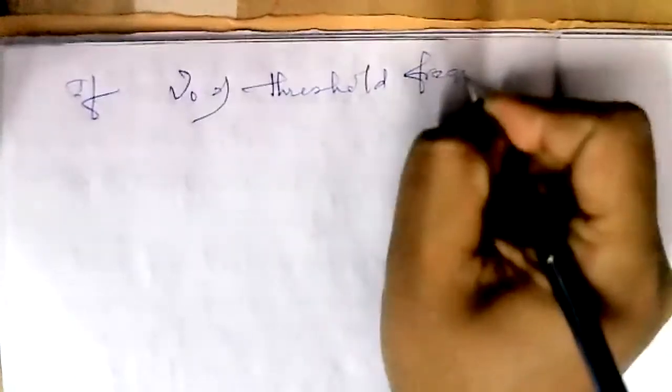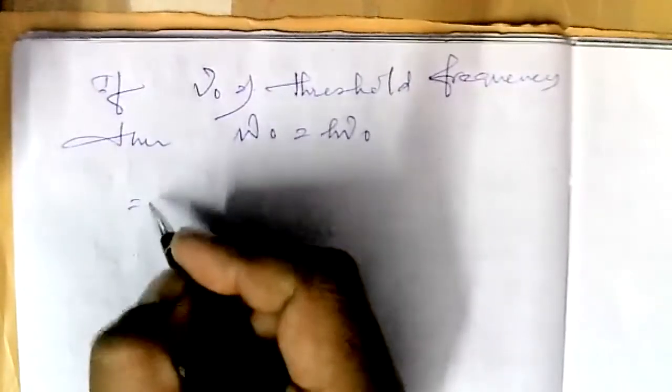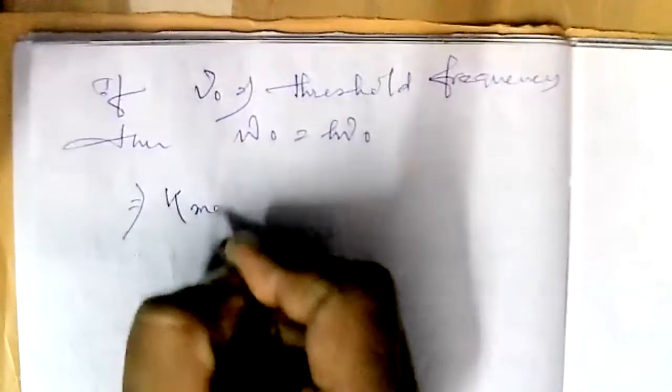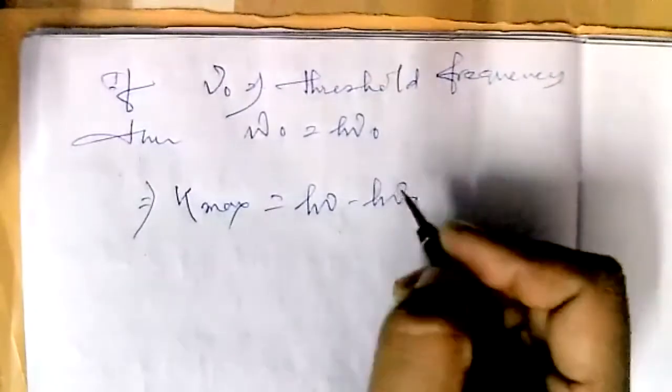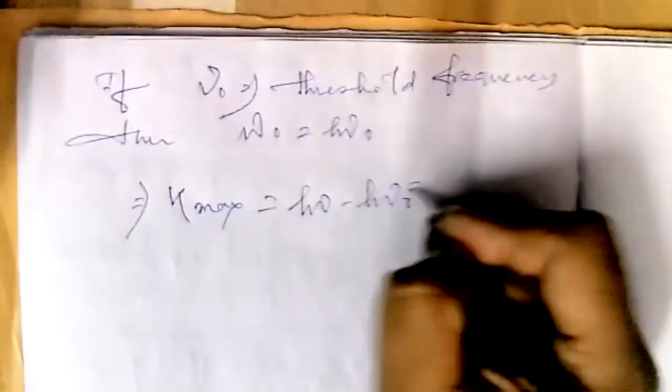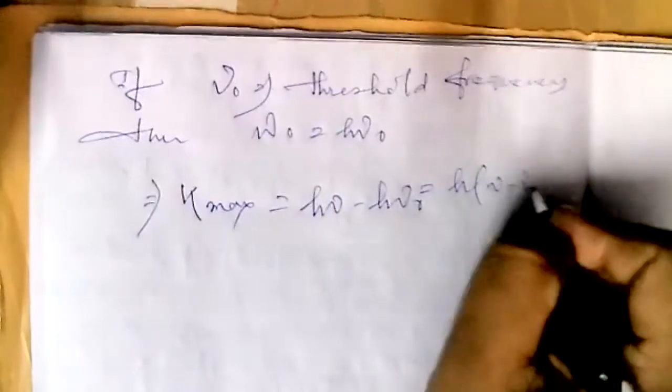Now, if nu naught is the threshold frequency, then the work function is equal to h nu naught. So you can write K max equals h nu minus h nu naught, or h into nu minus nu naught.